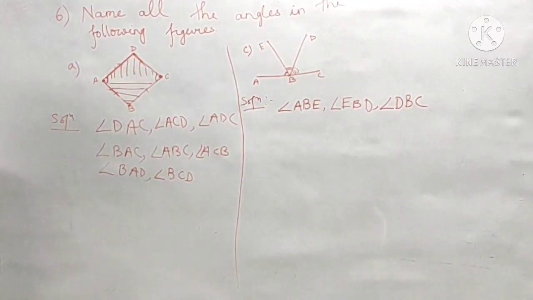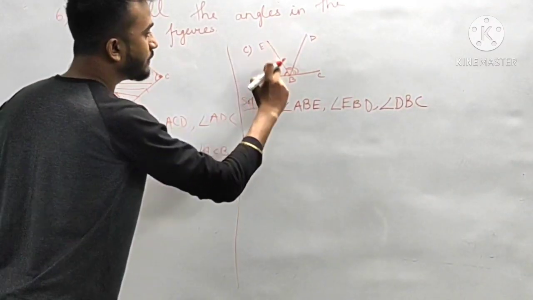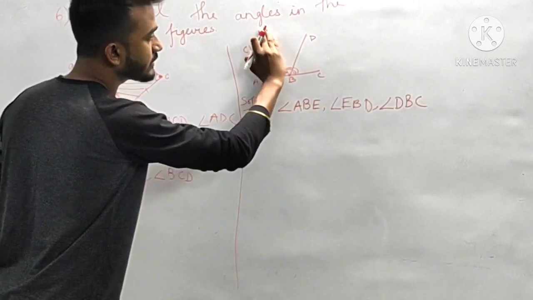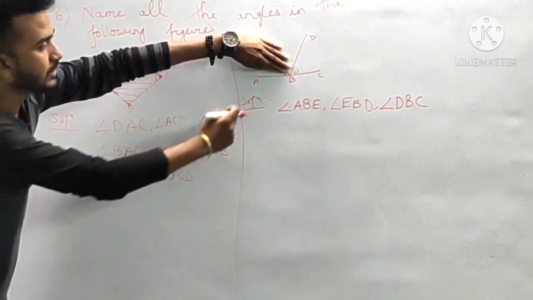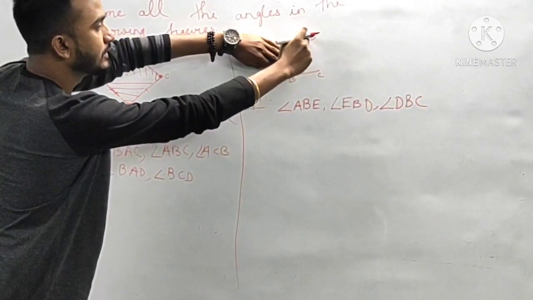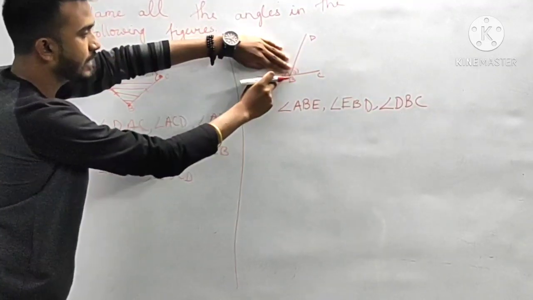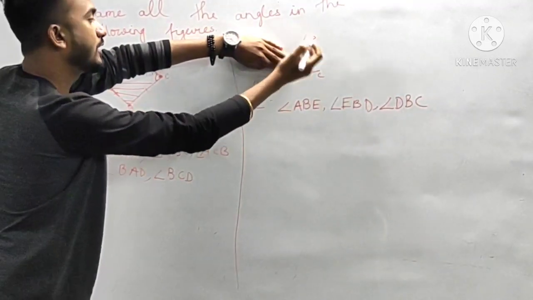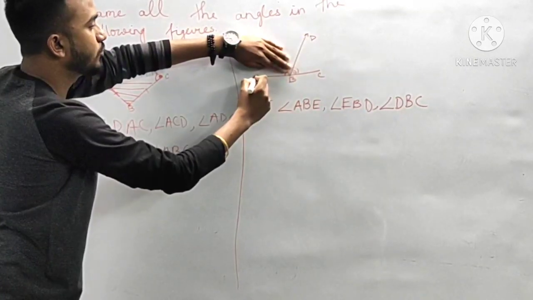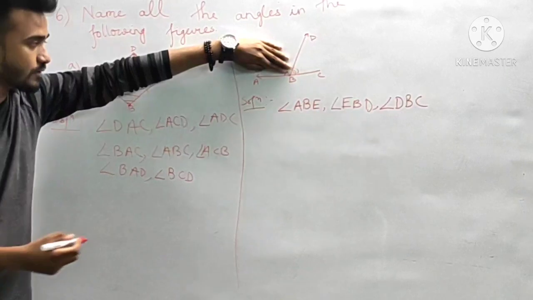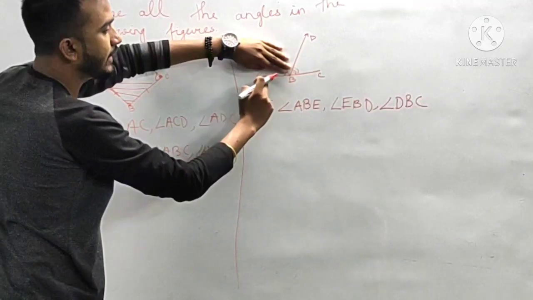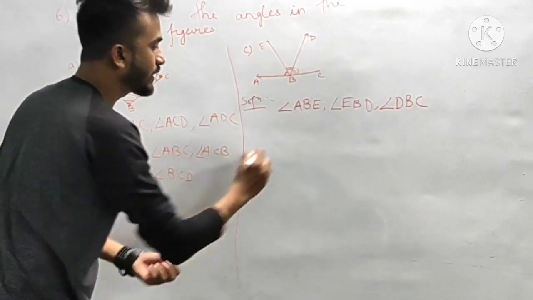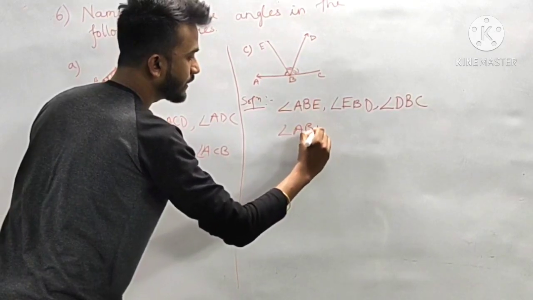So what are the other angles also present here? Just imagine that this EB line is not present. If we hide this EB, can you see that BD is a ray, and AB is another ray? So BD is another ray where AB is another ray. So it can be said that this angle ABD is present here, isn't it? So we can write angle ABD.